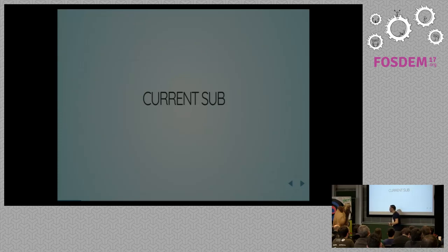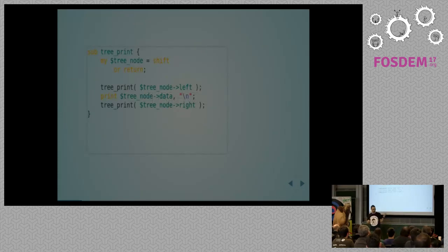There's current sub. I like current sub. Steven mentioned in the previous talk, this is an example of a very simple tree printer. Goes over one node and then goes over the other node. You can write in different ways, but this is the naive implementation, simple.